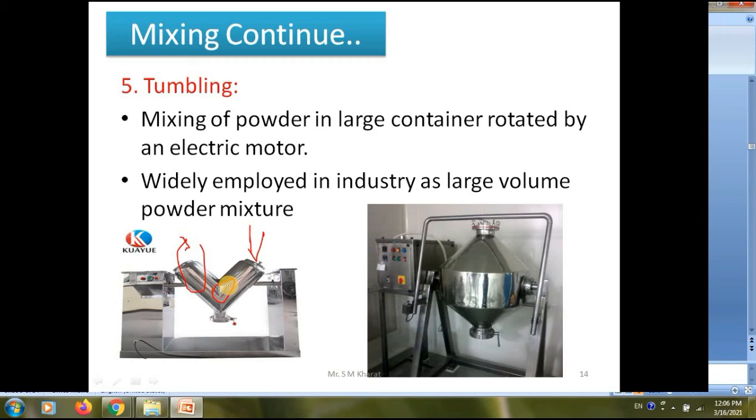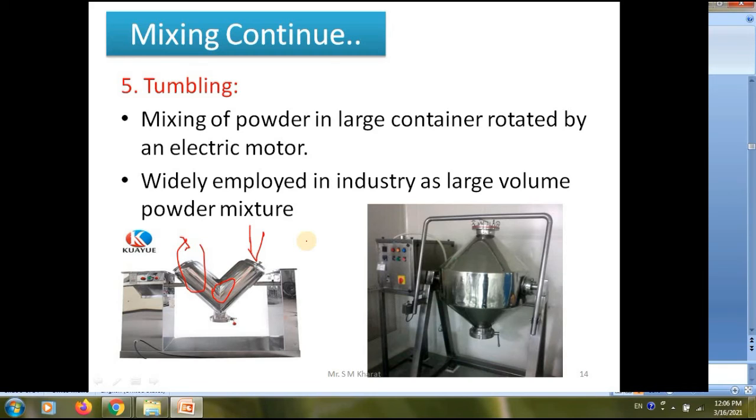So this motor will revolve at a particular RPM for a particular period of time. So if I say 100 RPM for 10 minutes, 100 RPM means what? That is revolutions per minute. So in one minute it will rotate 100 times.